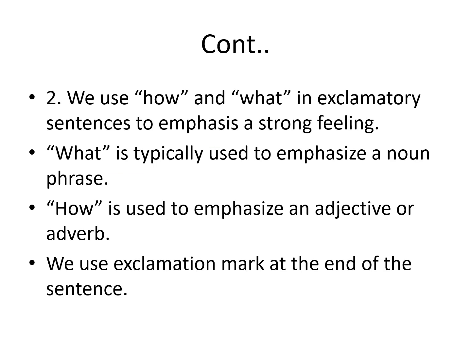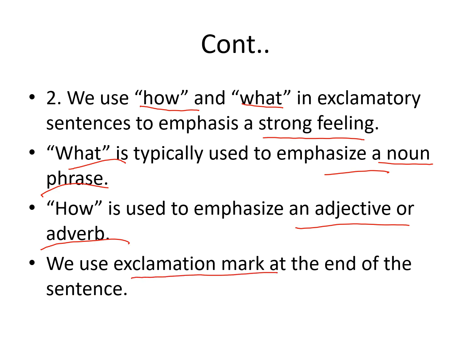Second way of using exclamatory sentences, we use how and what in exclamatory sentences to emphasize a strong feeling. What is typically used to emphasize a noun phrase, and how is used to emphasize an adjective or adverb. We use exclamation mark at the end of the sentence. The previous way of using, there was the sign of exclamation mark after one word, after interjection, but here after the complete sentence we end the exclamation mark. So usage of exclamation mark varies according to the type.